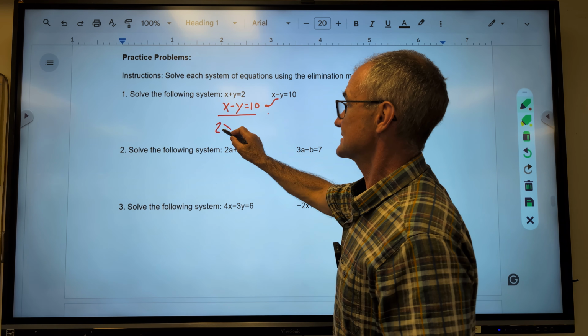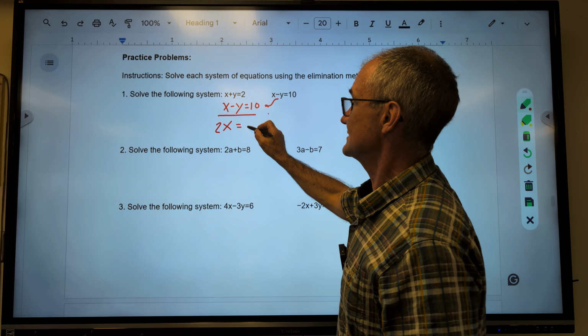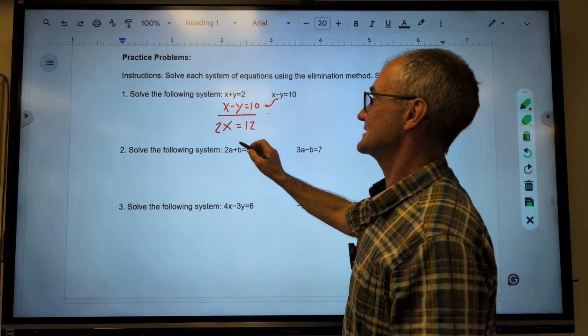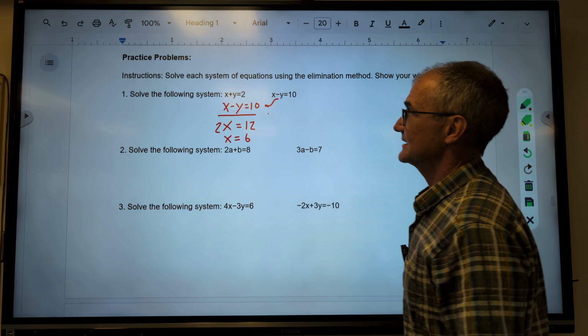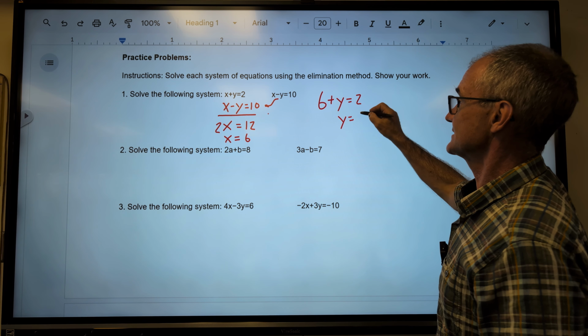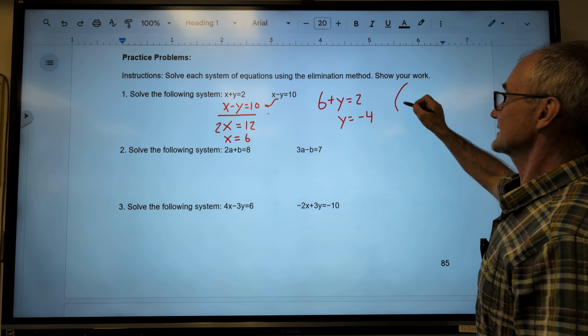x plus x. Negative y and y is 0. 10 and 2 is 12. Divide both sides by 2, and x is equal to 6. Take that value of x, plug it into either equation. Right there, I have 6 plus y is equal to 2. y is equal to 2 minus 6, negative 4. The solution is an ordered pair, x, y.